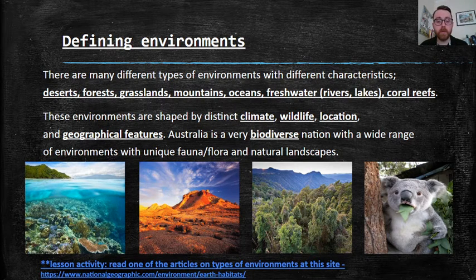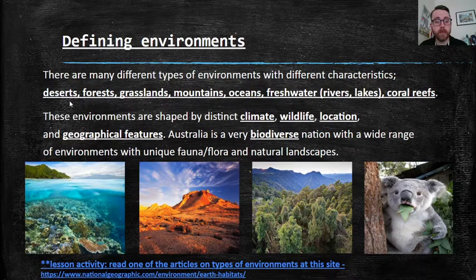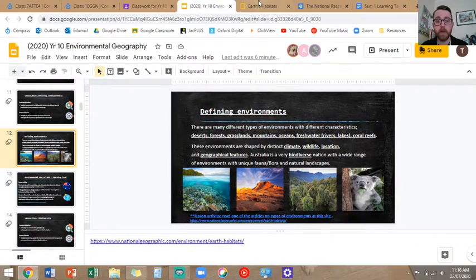So what I'd like you to do is to just quickly read about it. You don't need to write any questions down, but this will help you for the next activity. So what I'd like you to do is use that link at the bottom there, the National Geographic link, and find out a little bit of information about one of these types of environments. So I'll show you where that link takes you.